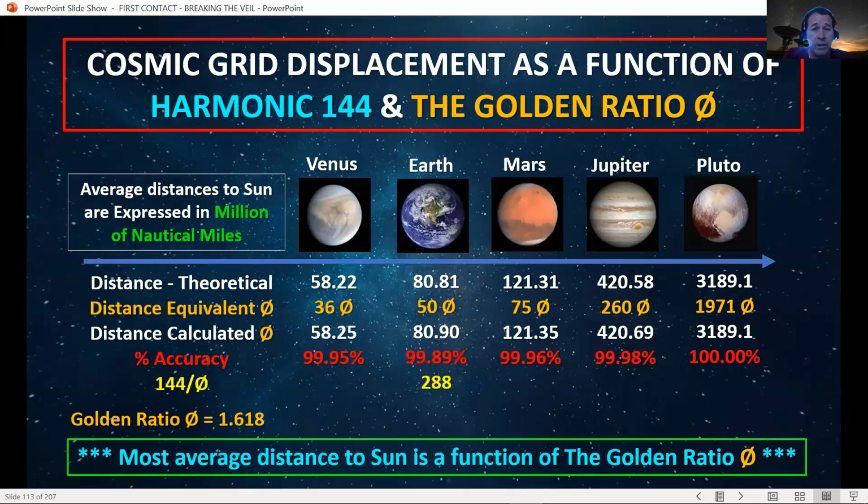We saw also that even these principles, like for instance the average distances of the planets in our solar system, their average distance to the sun, are all golden ratio proportions, exactly. We see here the match. You see 36 golden ratio for Venus, the Earth is 50, and so on. So we see this golden ratio here at very high accuracy. Again, the match is very, very good accuracy, 99.9% and above in all cases.